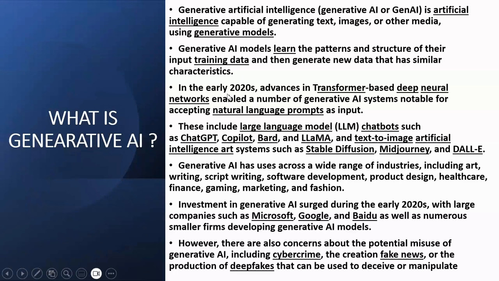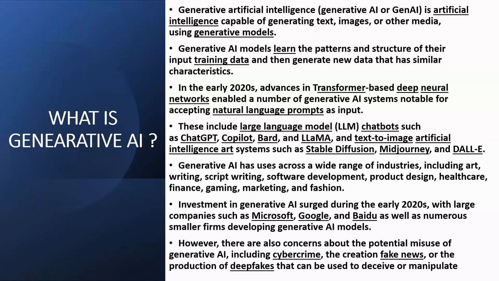Generative artificial intelligence is artificial intelligence capable of generating text, images, or other media using generative models. These are the models which help to create text and images, like ChatGPT. I'm a user entering text, and the model decodes the text. So the user generates text, images, and other media using generative models.